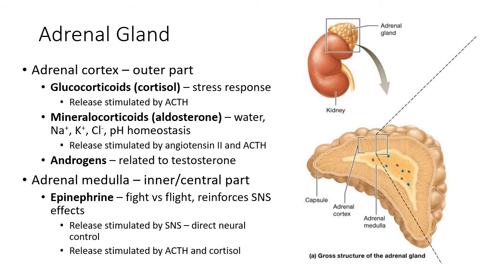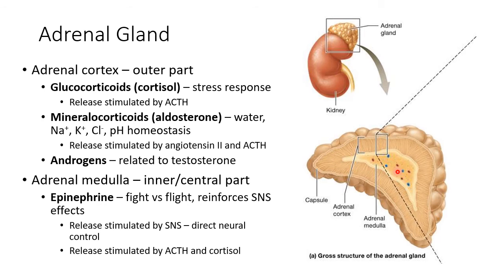Another important endocrine gland that's partly controlled by the anterior pituitary gland is the adrenal gland. You have two parts of the adrenal gland, the adrenal cortex and the adrenal medulla. The cortex is on the outside, so the cortex is this part. The medulla is the inside, it's this part here.